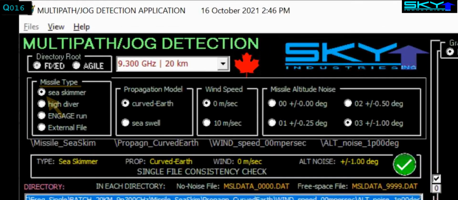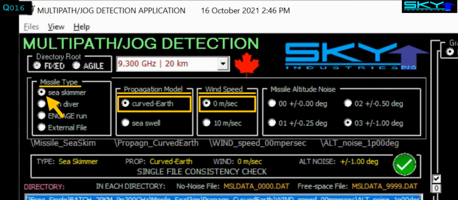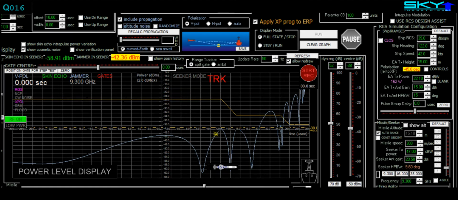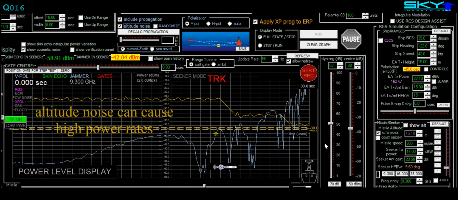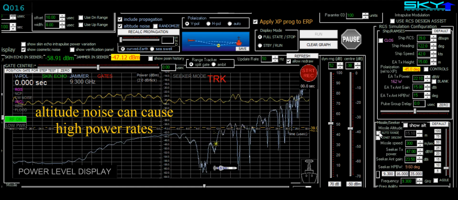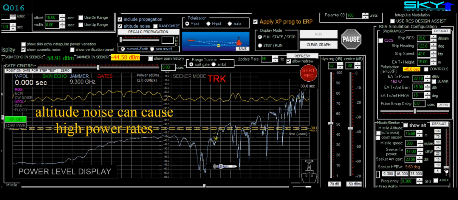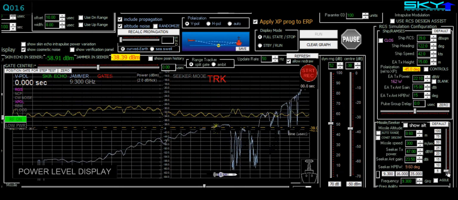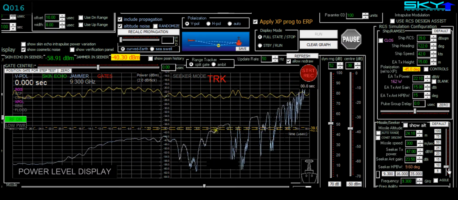Okay, so first let's look at results for the curved Earth propagation model with a glassy sea. And that means no wind and the largest amount of missile altitude noise. This is the case most likely to produce false jog indications because missile altitude noise can cause relatively high multipath power rates, which can translate to false jog indications depending on where the power rate threshold for jog indications is set.